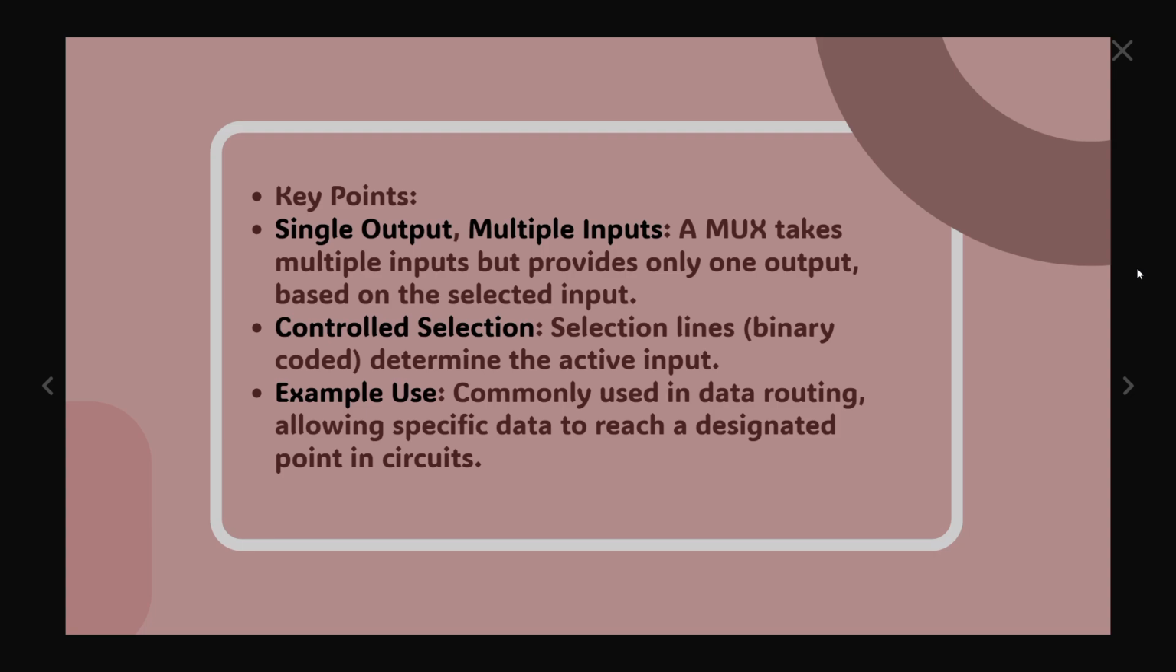So these are the key points. A MUX takes multiple inputs but provides only one output based on the selected inputs. The selection lines are binary coded and determine the active inputs. What are the examples? Commonly used in data routing, allowing specific data to reach a designated point in a circuit.